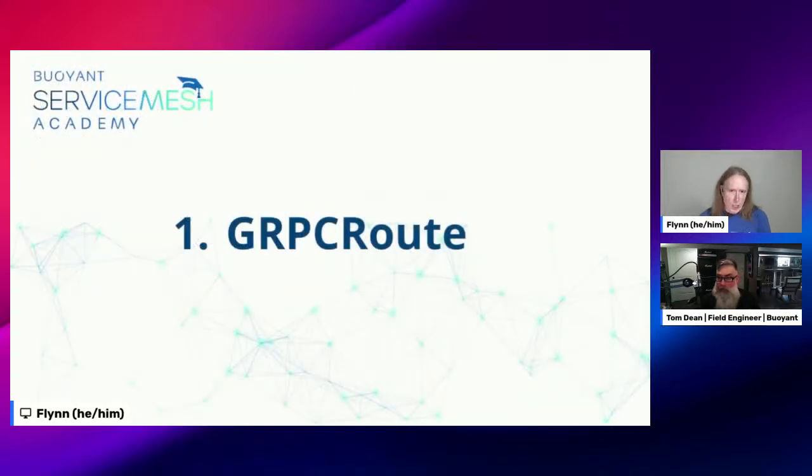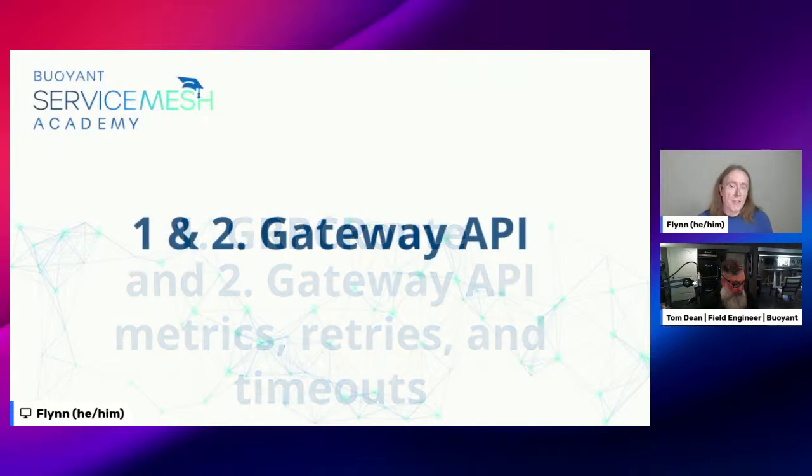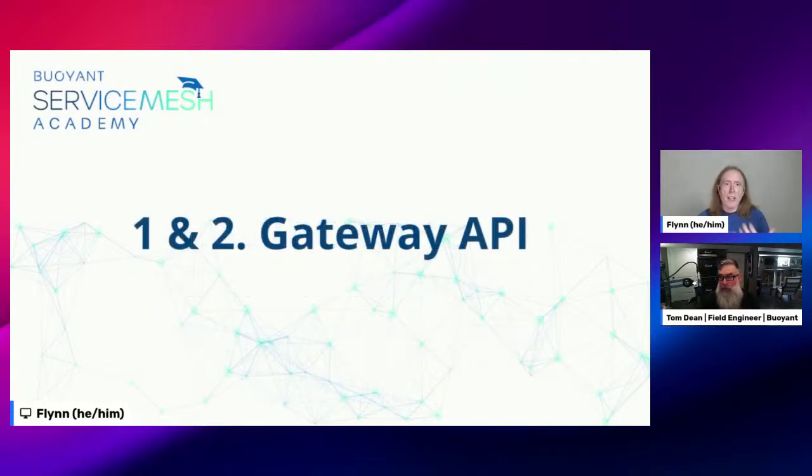All right. Number one, gRPC route. But really, we're going to talk about number two, gateway API metrics, retries, and timeouts as well. Because fundamentally, what we're doing here is talking about Gateway API improvements in Linkerd 2.16.